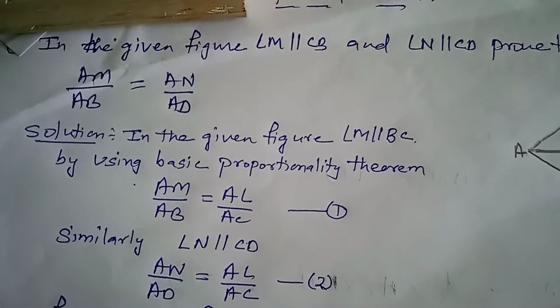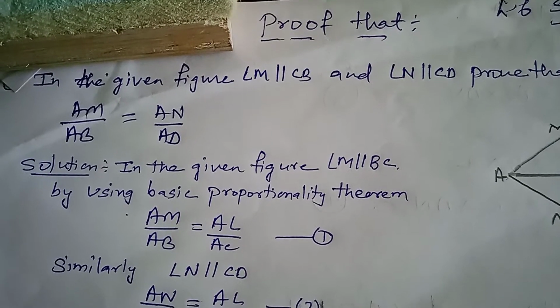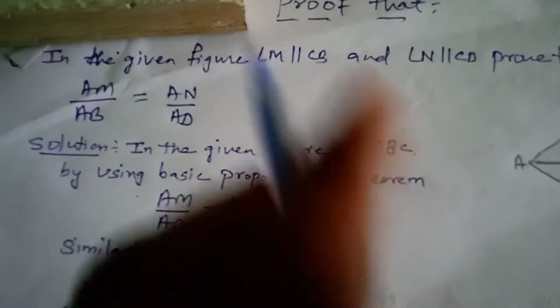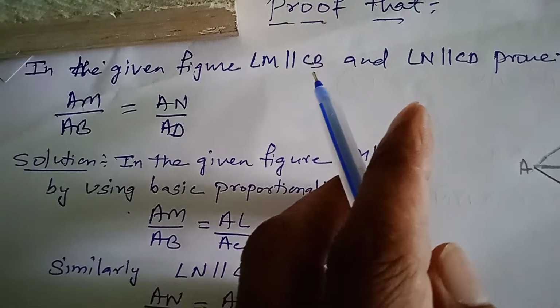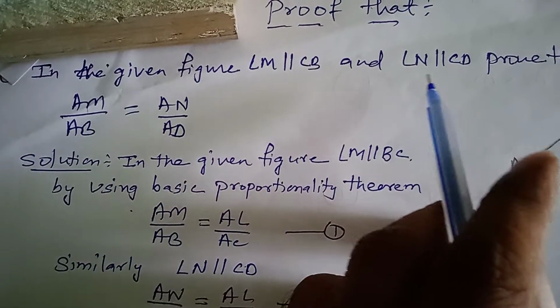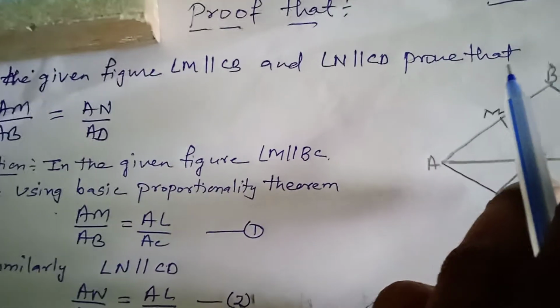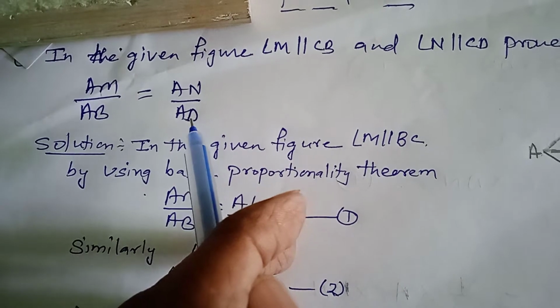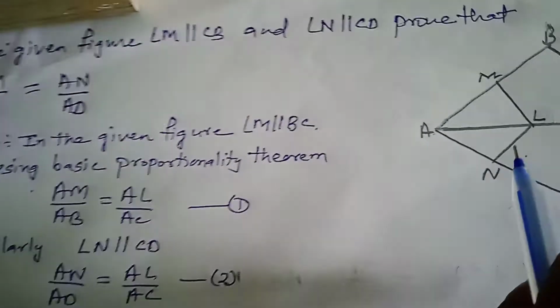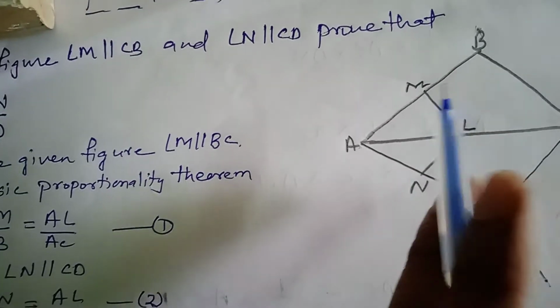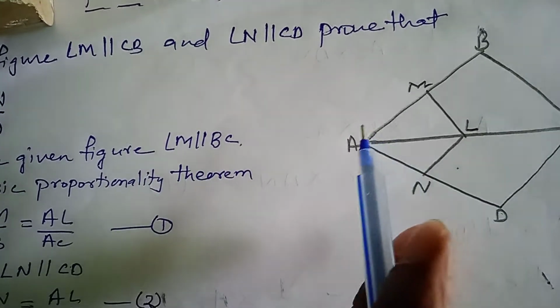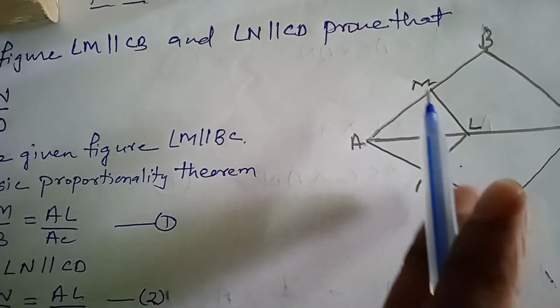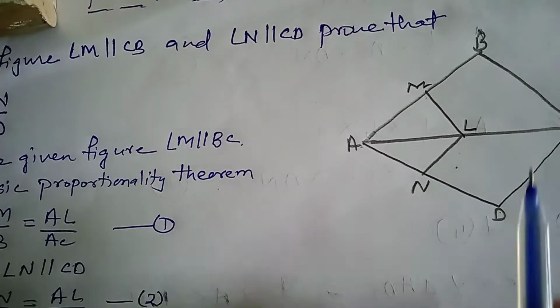After completing the theorem, let us start the proof of lesson number 6. In the given figure, LM parallel to BC and LN parallel to CD, prove that AM upon AB equals AN upon AD. With the help of the information, let us draw the figure. ABCD, AM, LM parallel to BC, LN parallel to CD.